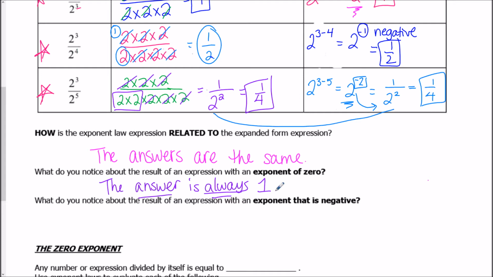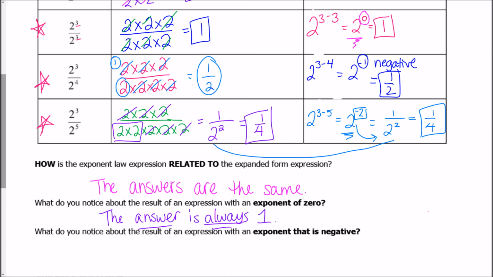And then what do you notice about the result of an expression with an exponent that is negative? You end up getting right here, so this right here was 2 to the power of negative 1. It was 1 over 2 to the power of positive 1. 2 to the power of negative 2 was 1 over 2 to the power of positive 2. So you always end up getting 1 over your base to a positive exponent.